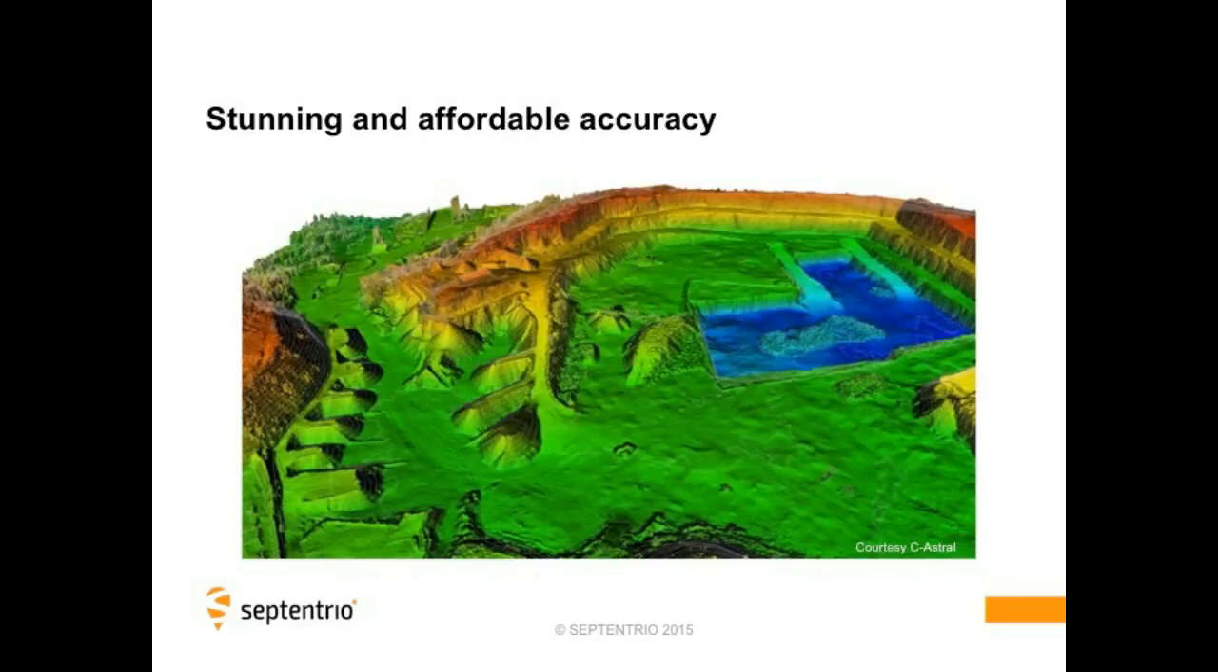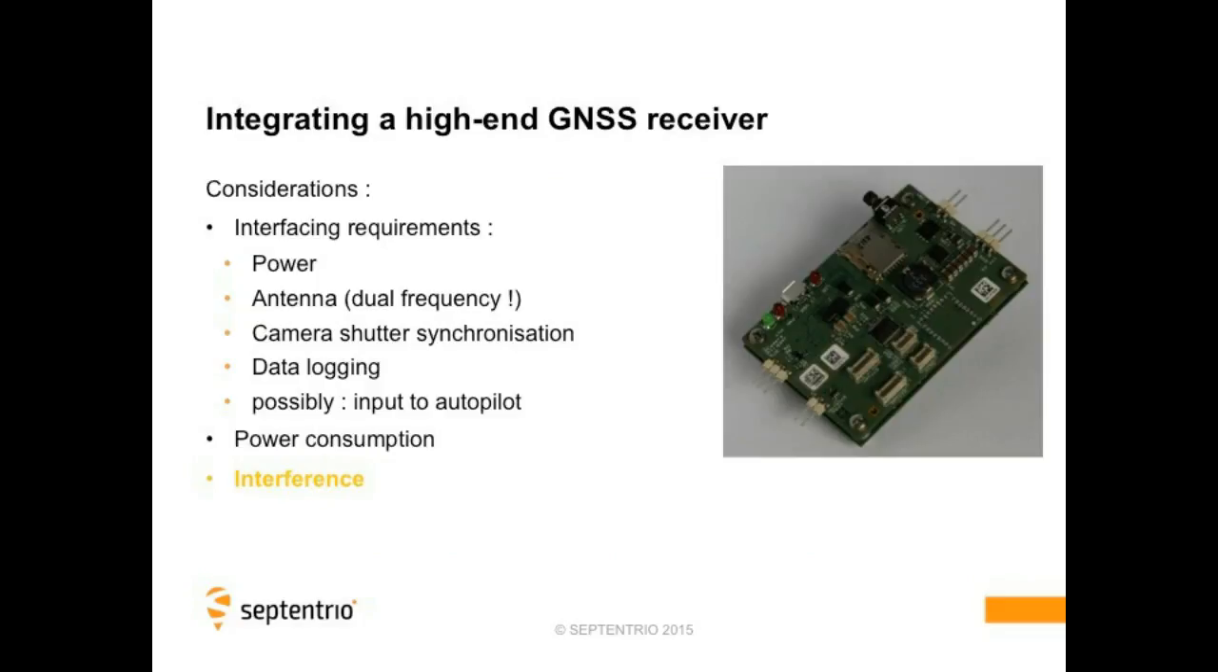Let me turn back now to the topic of integrating a high-end GNSS receiver. As was mentioned probably before, for the type of process that I've just described, the simpler single frequency GPS receivers that are used typically for the navigation of UAVs are not good enough. And for this reason, Septentrio, amongst others, have developed a dedicated receiver that we call Asterix MUAS. Our Asterix MUAS is a compact, low power receiver developed specifically for integration on mapping UAVs.